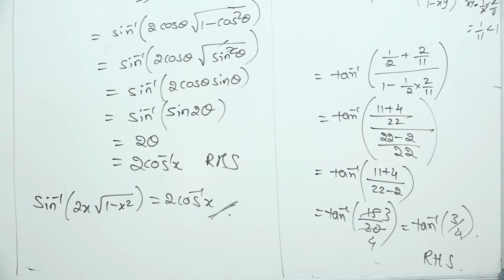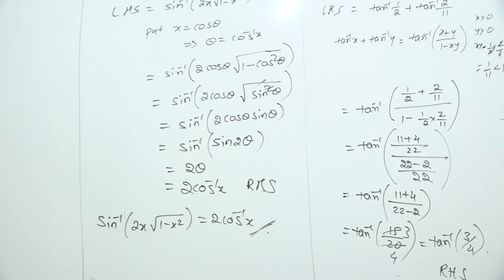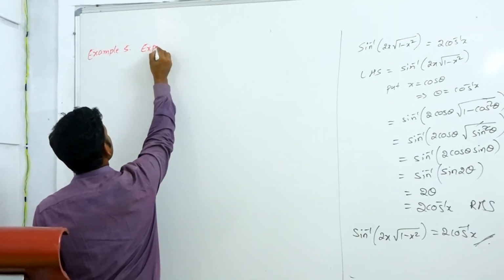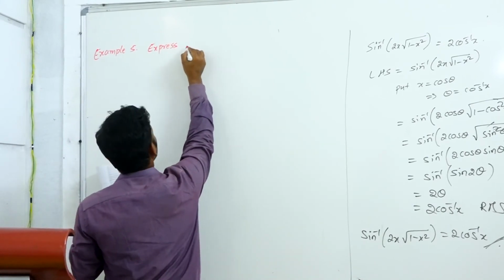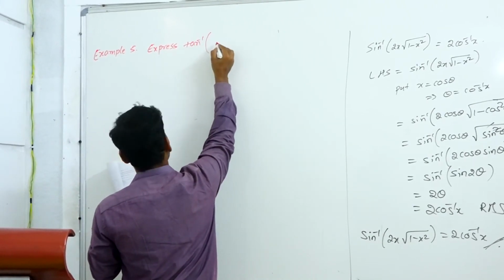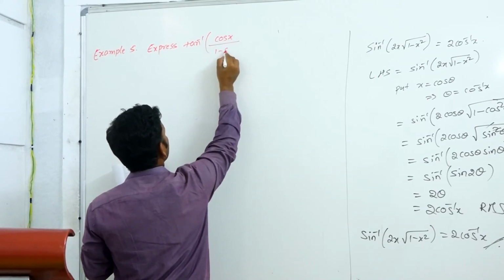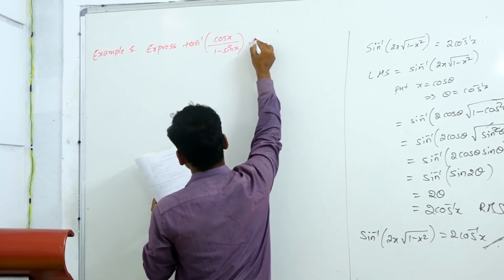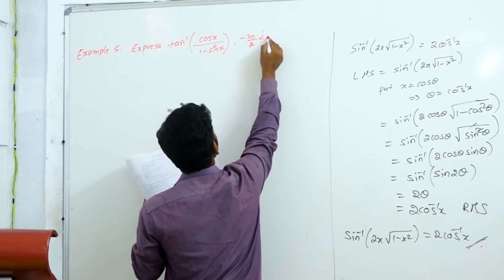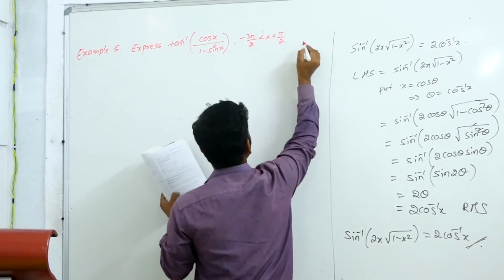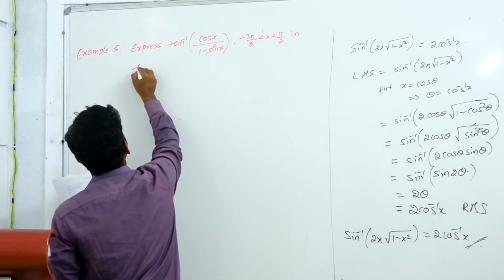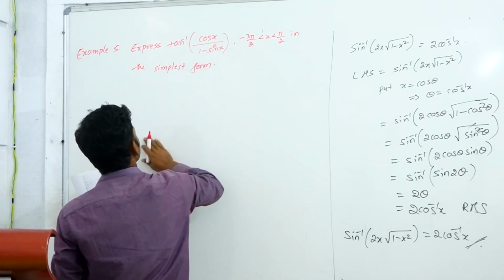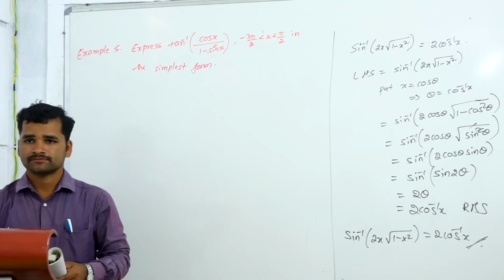Taking the next example, example number 5. We have here: express tan inverse of cos x by 1 minus sin x, where x takes the values minus 3 pi by 2 less than x less than pi by 2, in the simplest form. We need to write it in the simplest form.